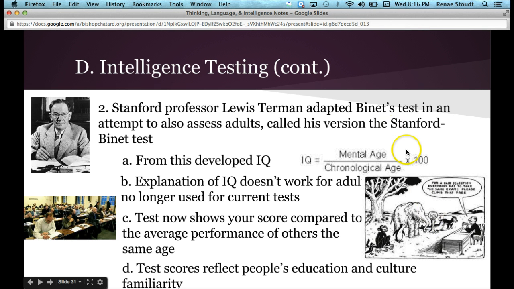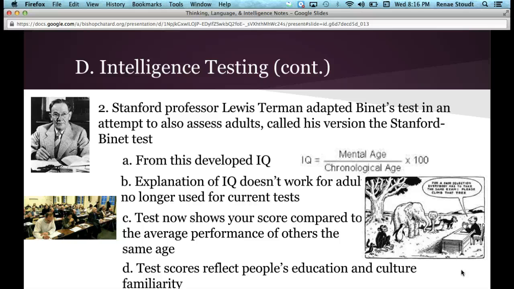And I have a cartoon that kind of goes along with this. You probably have seen this before. They have a picture of a bird, a monkey, a penguin, an elephant, a goldfish, a seal, and a dog. And the guy at the desk says, "For a fair selection, everybody has to take the same exam. Now please climb that tree." Obviously, that is not a good representation of a good test. We could equate each animal species as almost like a different culture. It doesn't work that way.